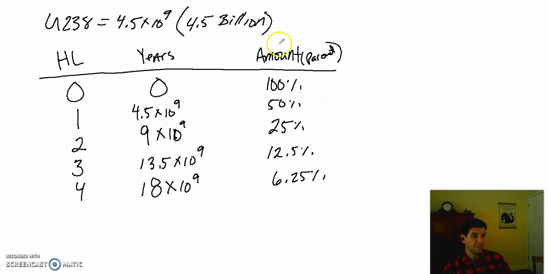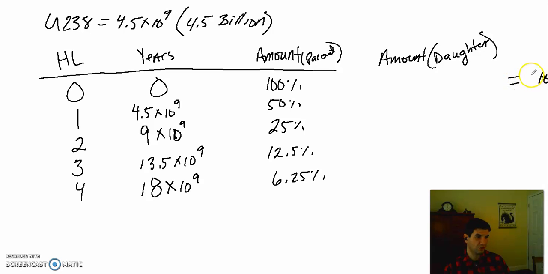Now, that was for the parent isotope. They might ask you for an amount that is the decay product, the thing that it turns into, also known as the daughter isotope. You just need to remember that the amount of the parent isotope and the daughter isotope should always equal 100. Let's see if I can fit it on the screen. 100 for the parent plus 0 for the daughter equals 100.